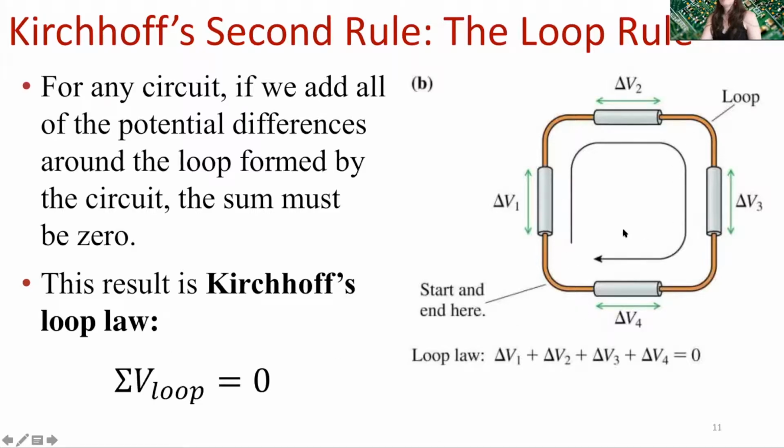So for example, we have a circuit right here. We have four devices, whatever they happen to be, that have some potential difference across them. Let's say that these are all batteries. We can start our loop wherever we want. We're going to start the loop right here. As we move around this loop, the potential difference across the first device, plus the second, plus the third, plus the fourth, all has to equal zero.